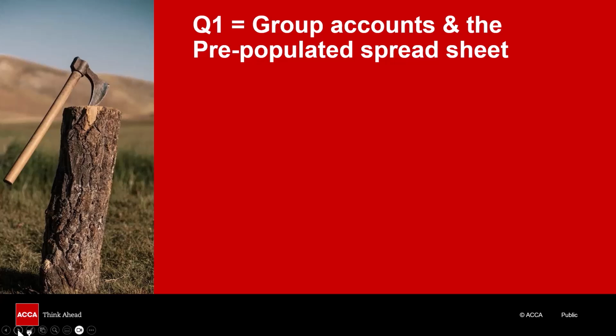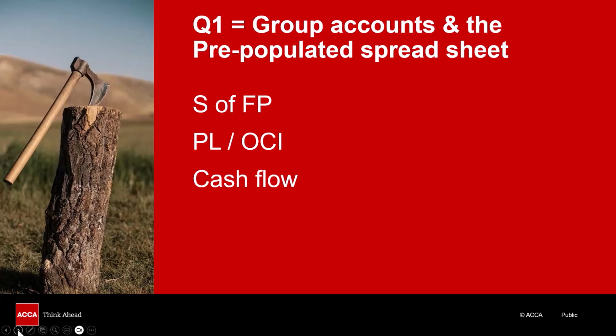Now, question 1 will be on groups, but it could be a group statement of financial position, or group P&L, or it could even be a group cash flow. You will be presented with one of these statements in the pre-populated spreadsheet, maybe in full, or perhaps an extract. And then you'll be told there's a mistake, there's something that needs correcting, updating, and this encourages you to go and change the numbers and update the pre-populated spreadsheet.